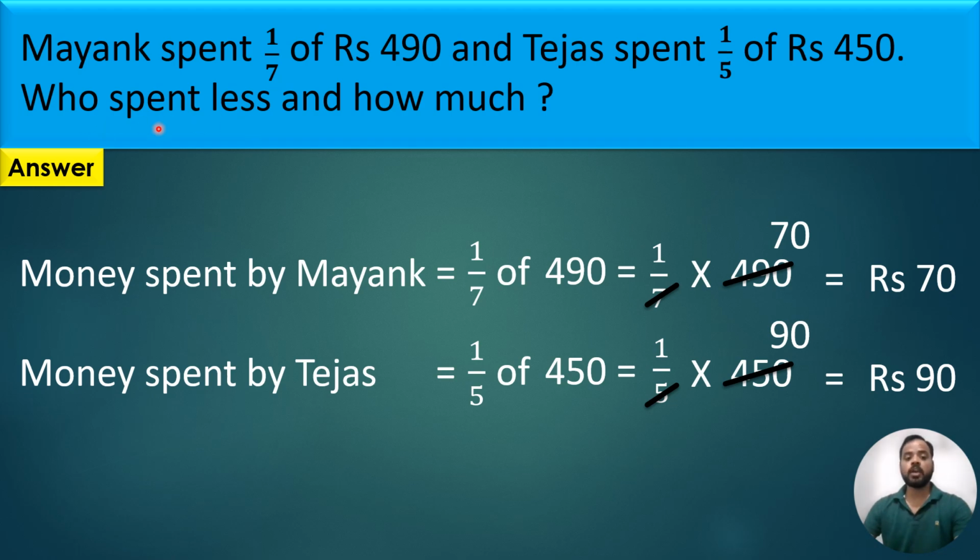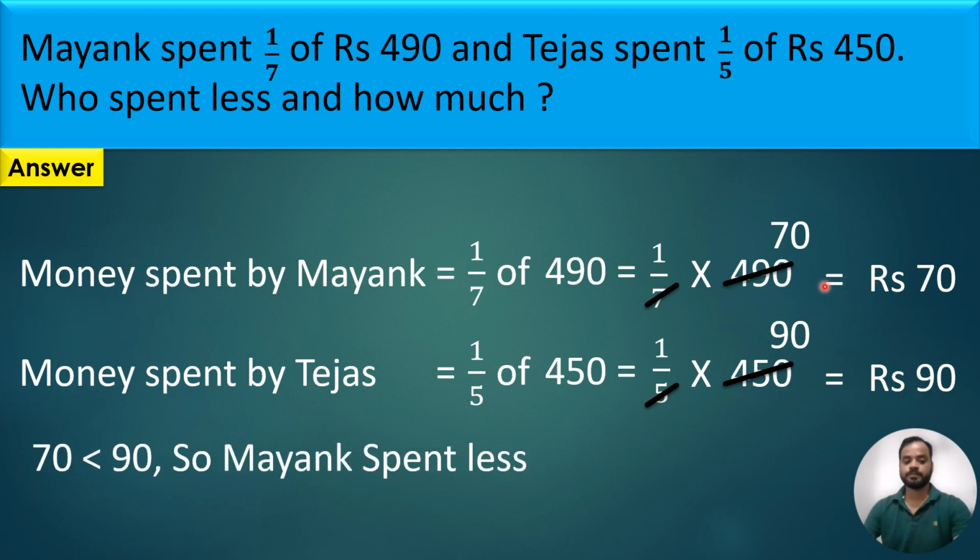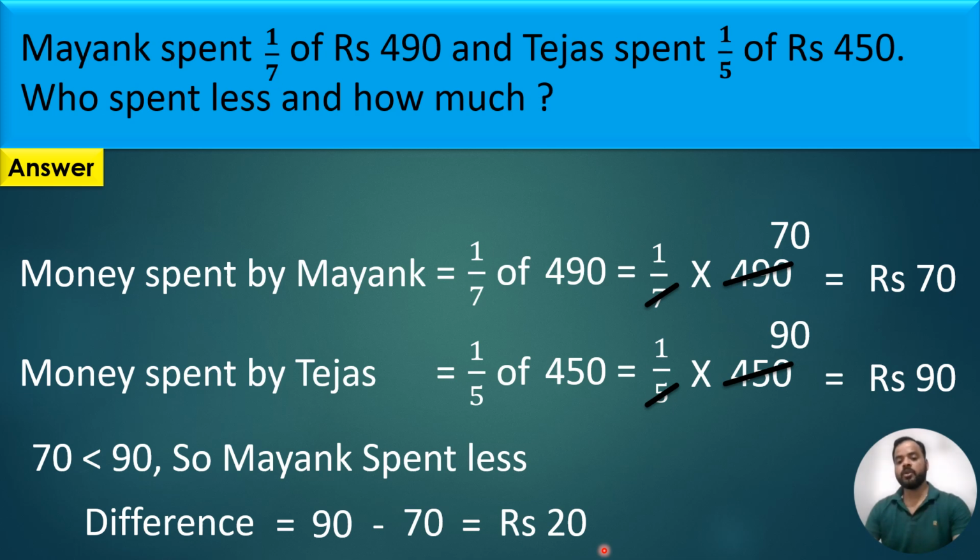Now we have to calculate who spent less. Mayank spent 70. Tejas spent 90. So Mayank spent less. 70 is less than 90. Now we have to calculate by how much. So we have to calculate the difference. To calculate the difference, we subtract the smaller from the greater, means 90 minus 70. So 90 minus 70 is equal to 20 rupees.